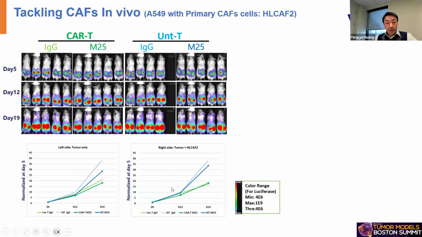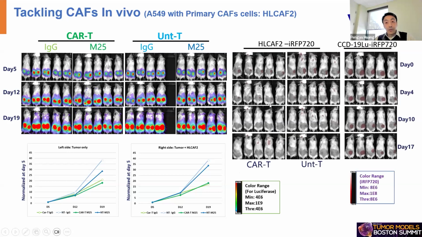But very disappointing, we didn't get positive data in the co-culture on the right side. You see here, IgG control is the same as the treatment. So then we don't know what's going on. Is the antibody not working, or did something else happen? But the good thing is we labeled these primary CAFs. You can see here on day 0, we see them with the tumor. But on day 4, the signal is almost gone. So actually these cells cannot survive, because they are primary CAFs.